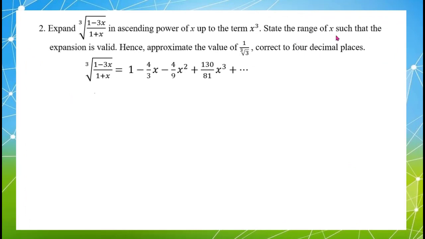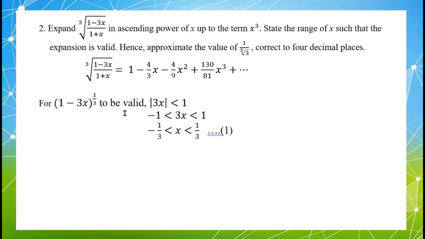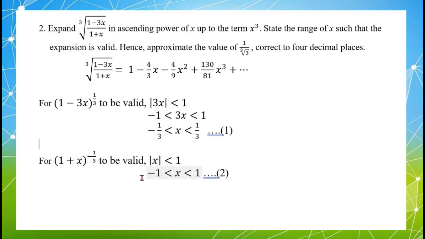Now I'm going to find the range of values of x such that the expansion is valid. Since this series involves two binomial expansions, we must calculate the values of x one by one. So for the first binomial expansion, (1 minus 3x) power 1 over 3, the expansion is valid when the absolute value of 3x is less than 1. Then from here, we get x is greater than negative 1 over 3 and also less than positive 1 over 3. As for the second binomial expansion, we found that x is less than 1. So from here, x is greater than negative 1 and less than positive 1.